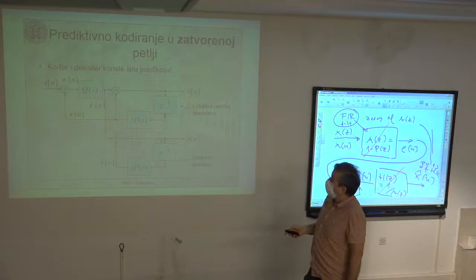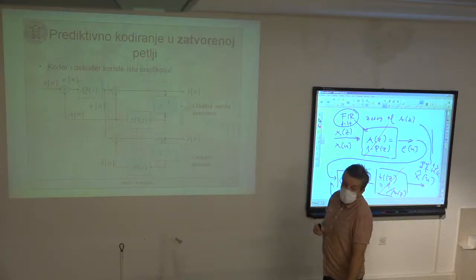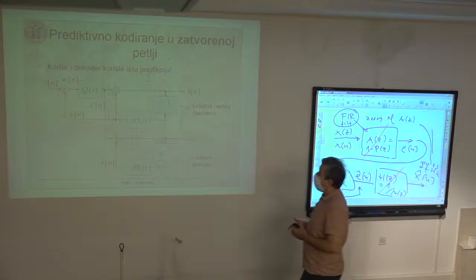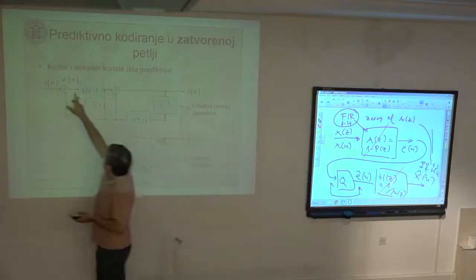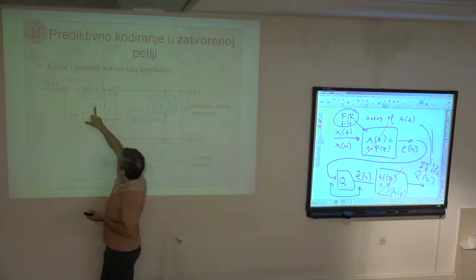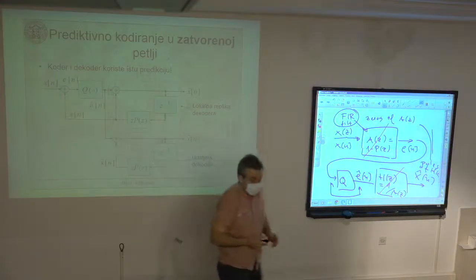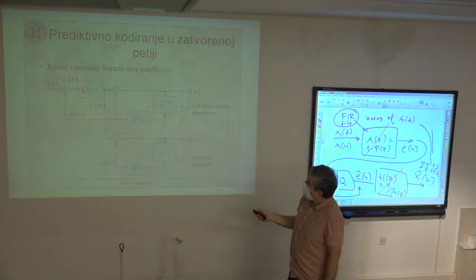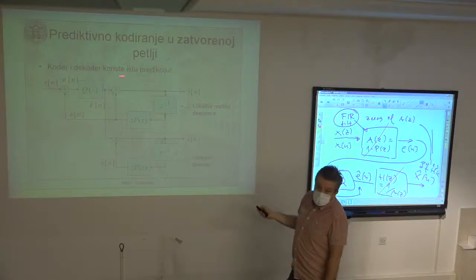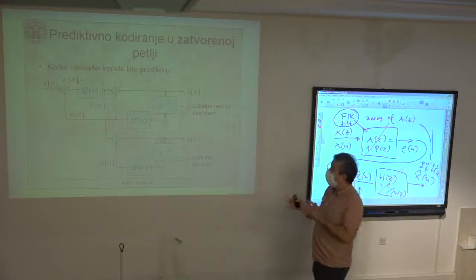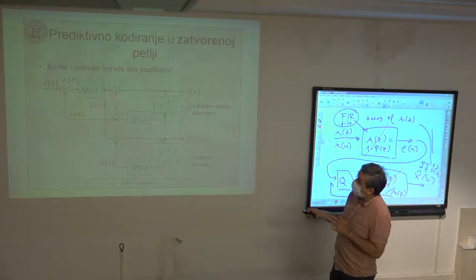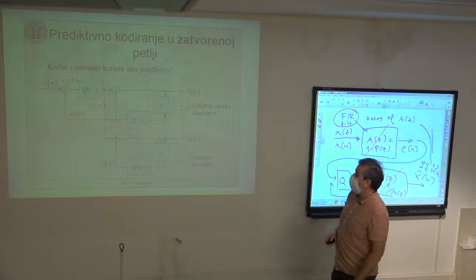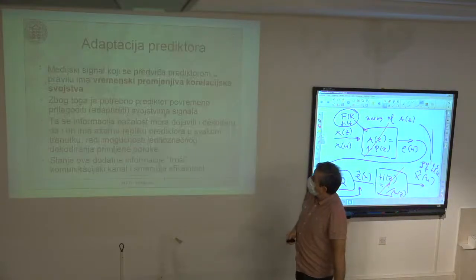With such a configuration, I have only one source of error. And this is the difference between the original prediction residual and quantized prediction residual. This E of n minus E hat of n, this difference, the quantization error, is the only error between x of n and x hat of n. So the complete behavior of the system is described by the behavior of the quantizer of the prediction residual. Okay?